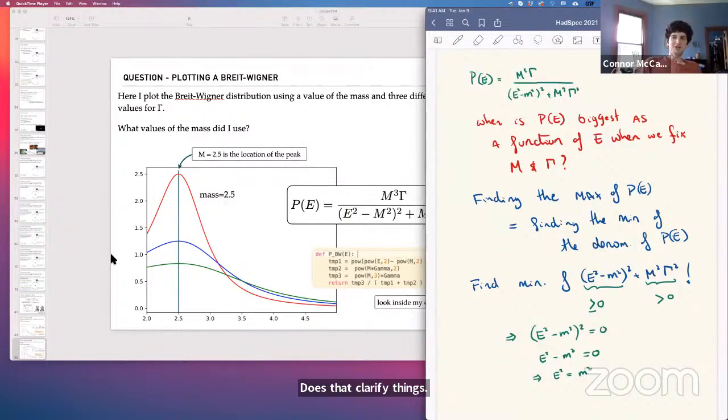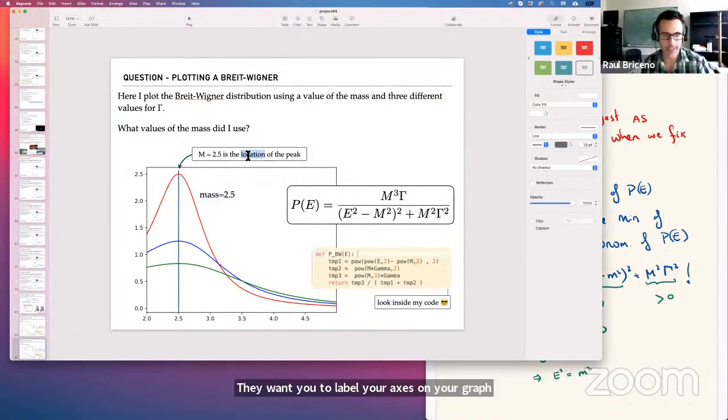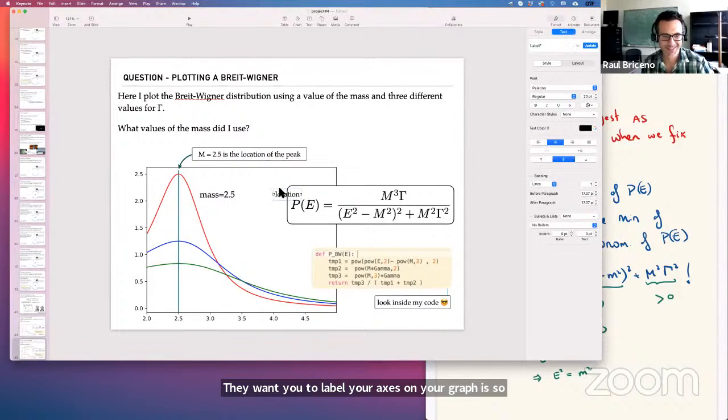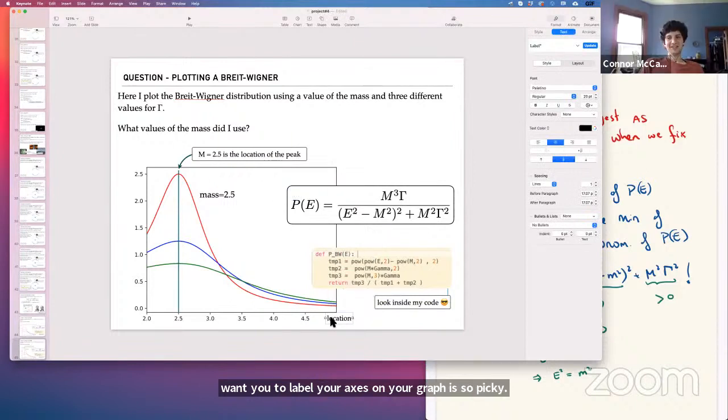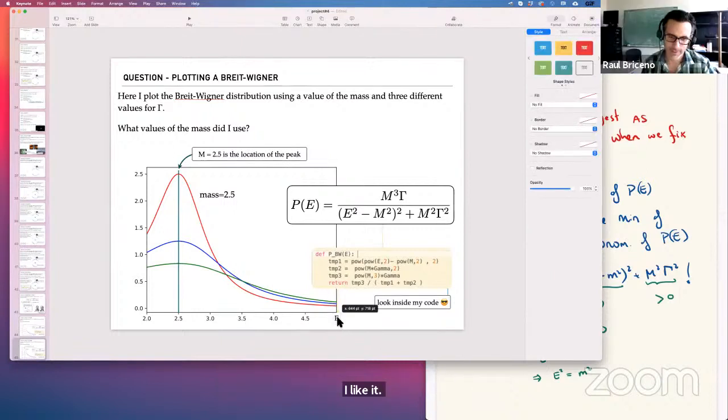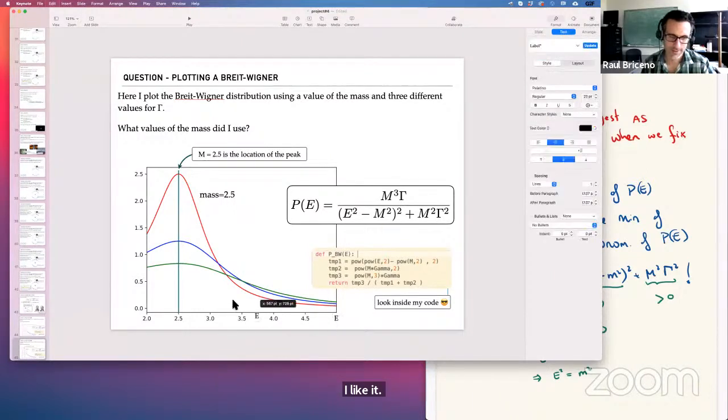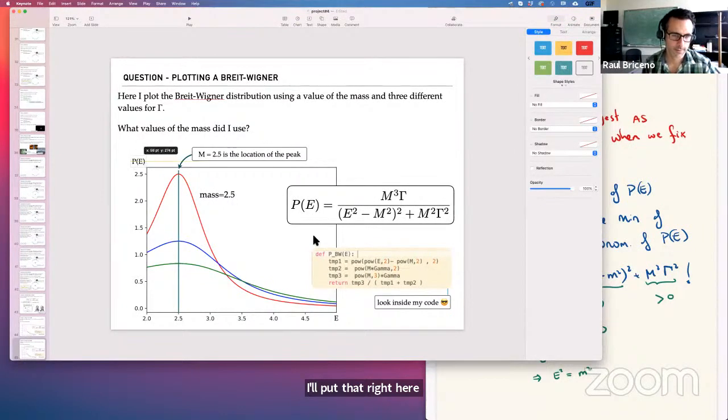No additional questions, but Anonymous made a good point before you started with that. They want you to label your axes on your graph. Oh my God, Anonymous, so picky. I like it. E, I'll put that right here. And that P of E. Do I get a passing grade now, Anonymous?